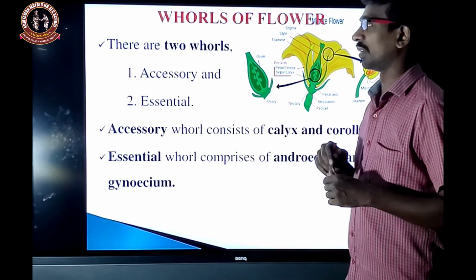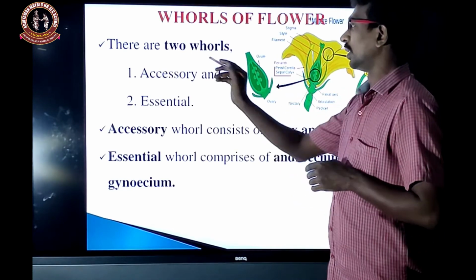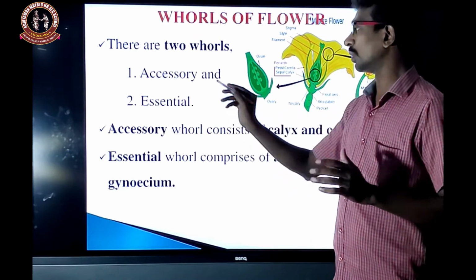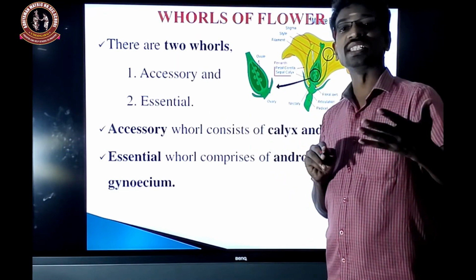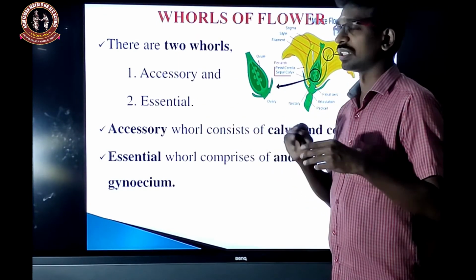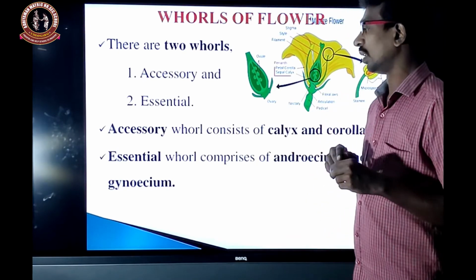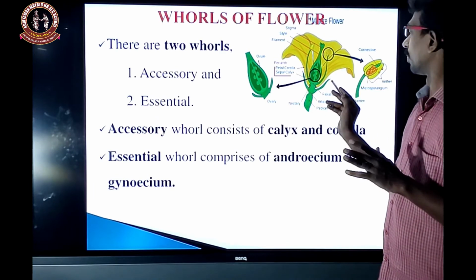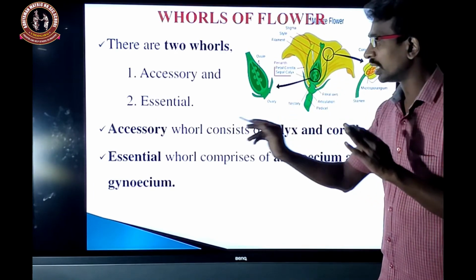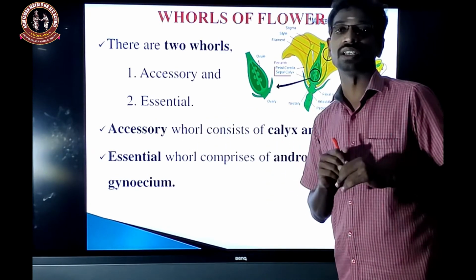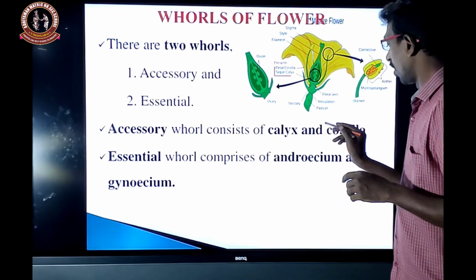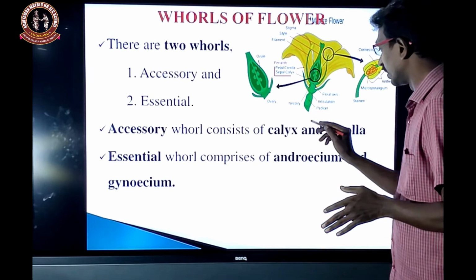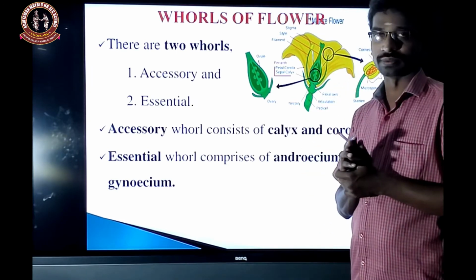Next, whorls of flower. Again, we can repeat. The flower whorls are broadly classified into two: accessory or non-essential whorls, and essential whorls. The first one is accessory whorls. This consists of the calyx and the corolla, the outermost. The calyx and the corolla are accessory or non-essential whorls, because they do not directly take part in the pollination, but they help in pollination.